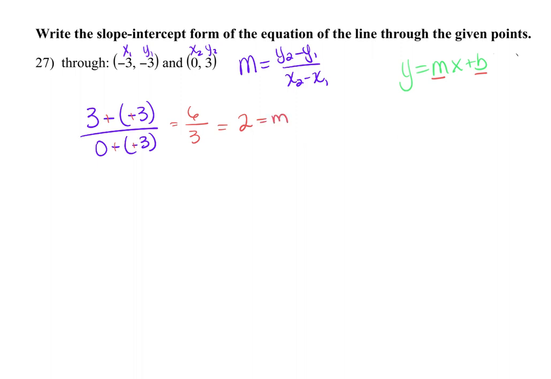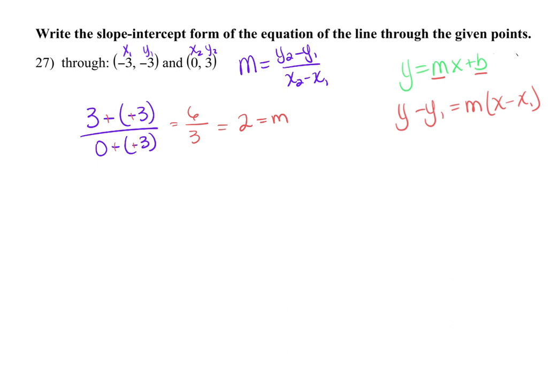I need my b. I can do it one of 2 ways. I can either use y equals mx plus b, or I can use y minus y1 equals m times x minus x1. All right? Here's the thing. It doesn't matter which point you use. For either one of those, you will get the same answer. You'll get the same b, and you will get the same equation when you're all done.